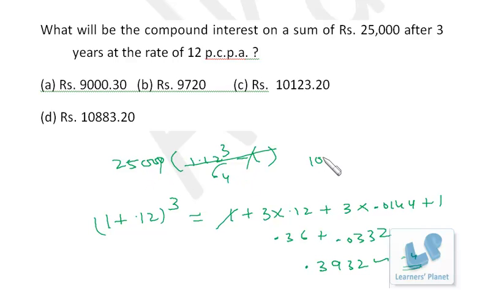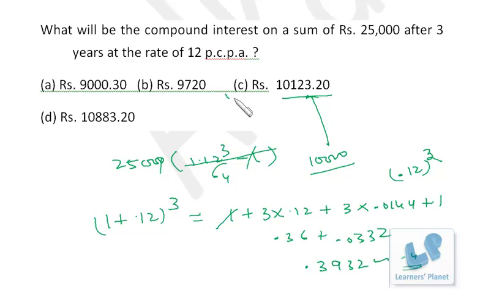So the option closest to this will be 10,123. Why will we take the higher side value? Because we have eliminated 0.12 whole cube, right? And that's a positive quantity, so that will take this value a bit to the higher side. And you can see the difference is around 123 rupees. The other option is quite far from this. Okay, so you don't have to worry, this will be the correct choice.